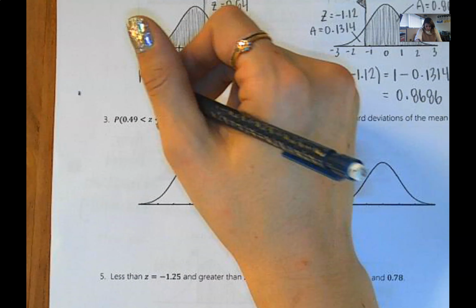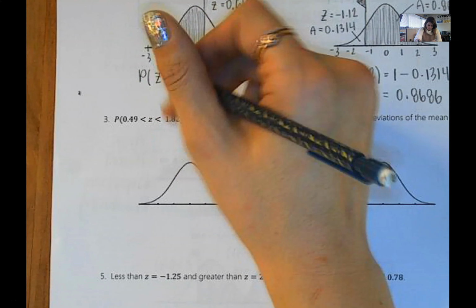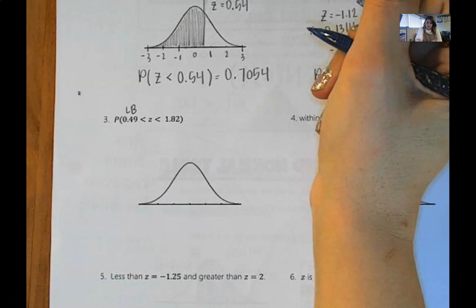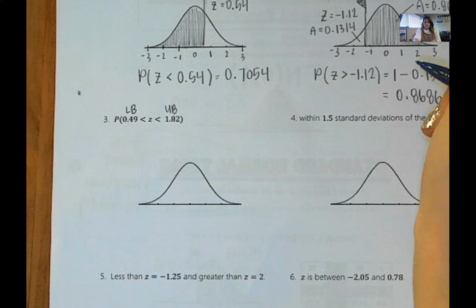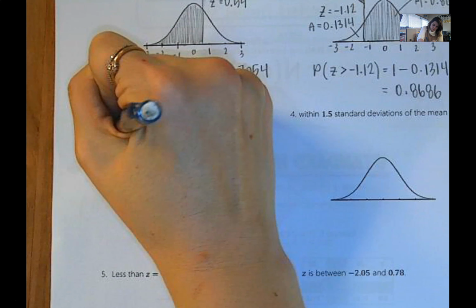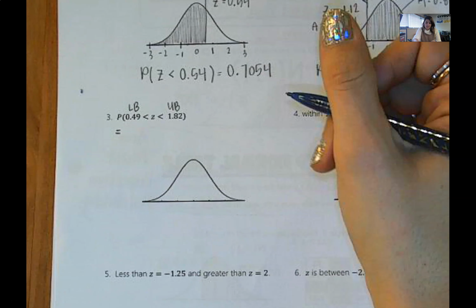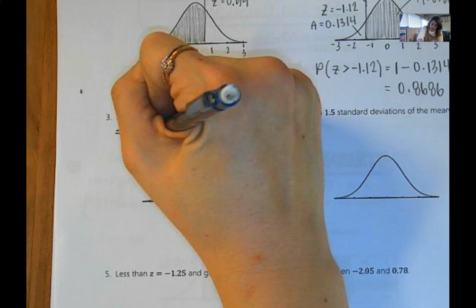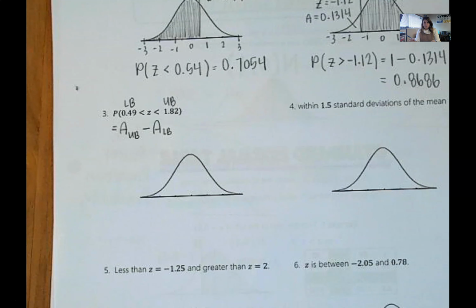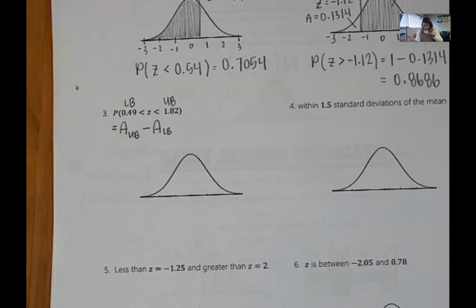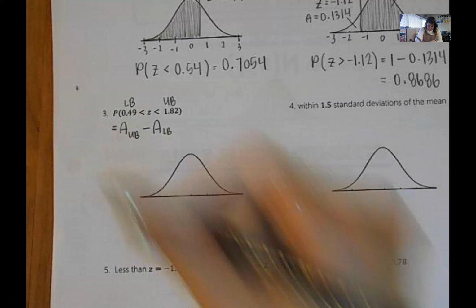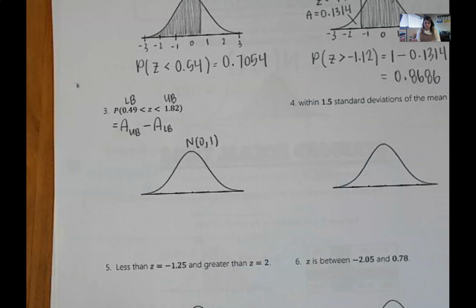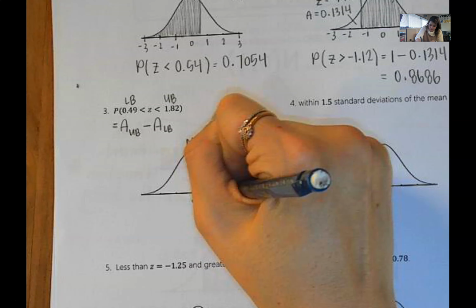Okay, so we label our thing. The first thing I'm going to do is label that the lower bound is 0.49 and the upper bound is 1.82. Then I'm going to write down that any problem that is a sandwich like this is going to be the area of your upper bound subtract the area of your lower bound. Okay, now I'm going to label my curve with its parameters and then label its x-axis.